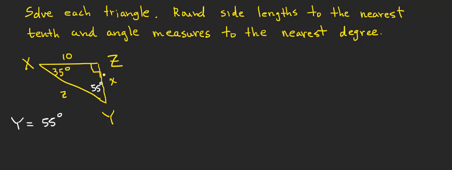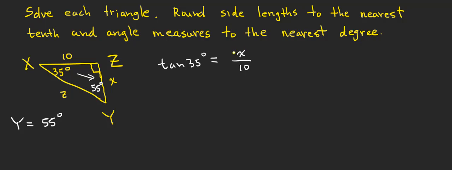Now we need to find the measure of x and the measure of z. Well, in order to find the measure of x, look at 35. I mean, you could use 55, but I like to use 35 because that was what was given originally. So look at the relationship of the 35 degree angle, x, and 10. x is the opposite of 35, and 10 is the adjacent. Opposite, adjacent. So tangent of 35 is the opposite, which is x over 10.